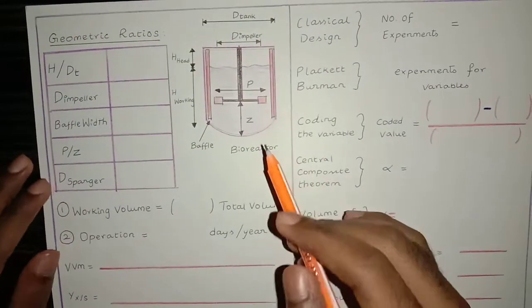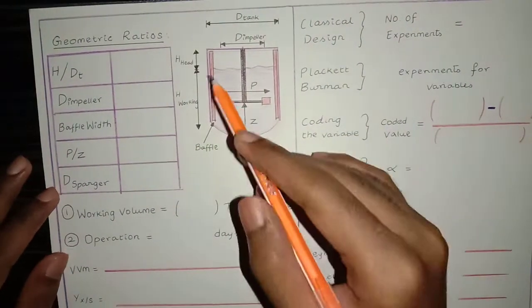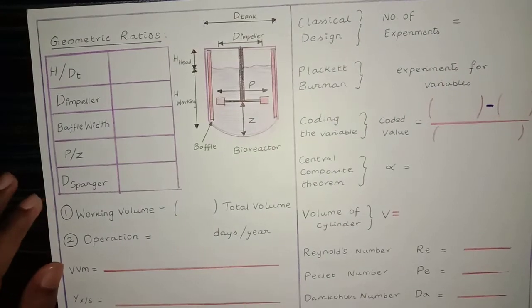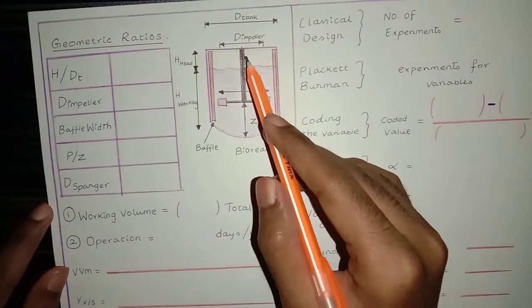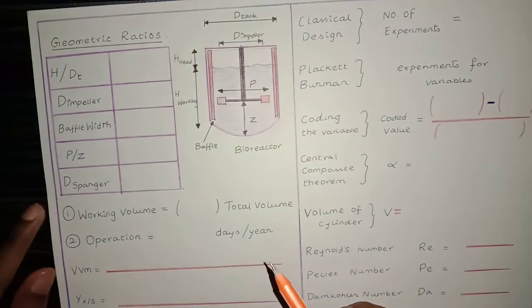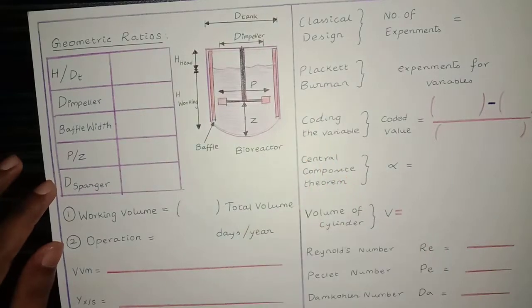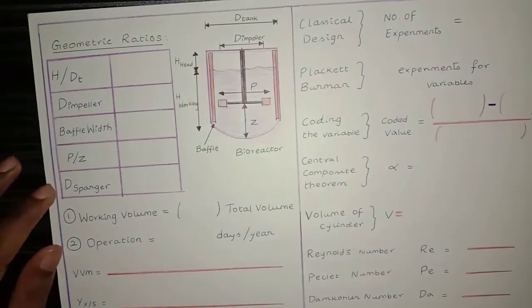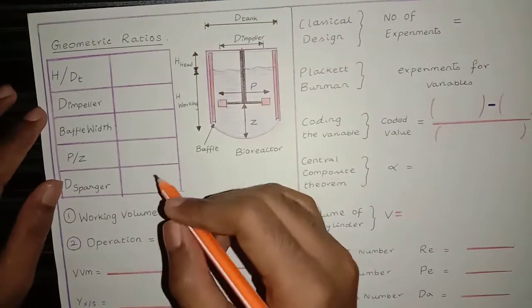Assume a bioreactor which has a total height h divided into two portions, a head space and the working space. The diameter of the tank is d tank and the impeller diameter is d impeller. We have the distance between the torospherical bottom and the bottommost impeller, z. So we just write the geometric ratios which are important.